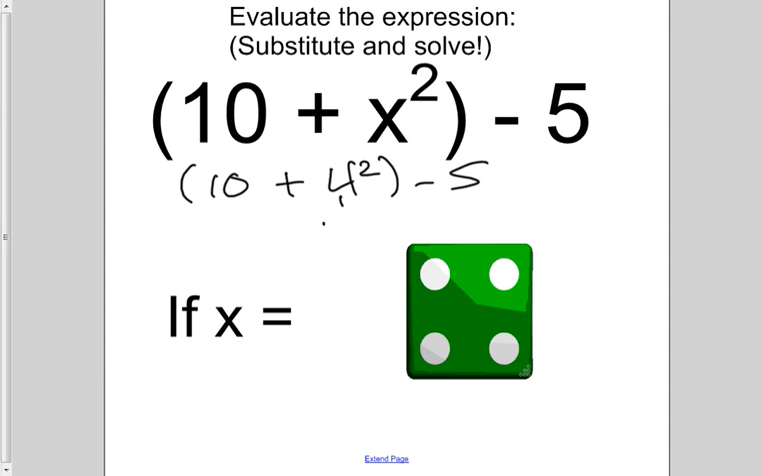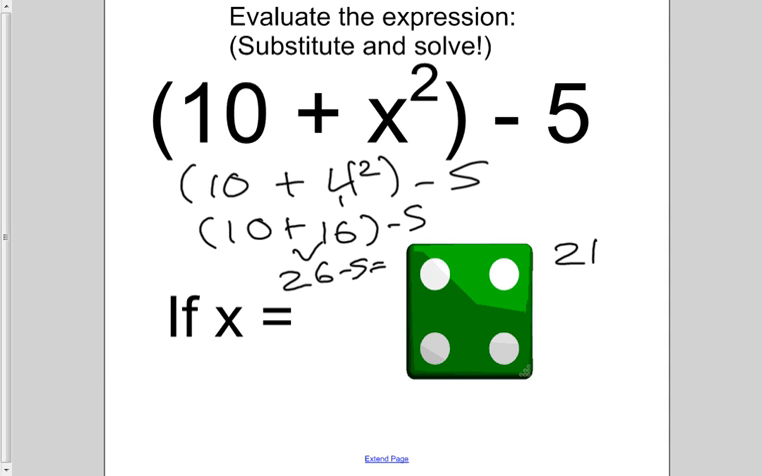Solve your exponents first, which is 16. So we're going to do 10 plus 16 minus 5. Next we'll solve our parentheses, 26 minus 5, which is going to be equal to 21.